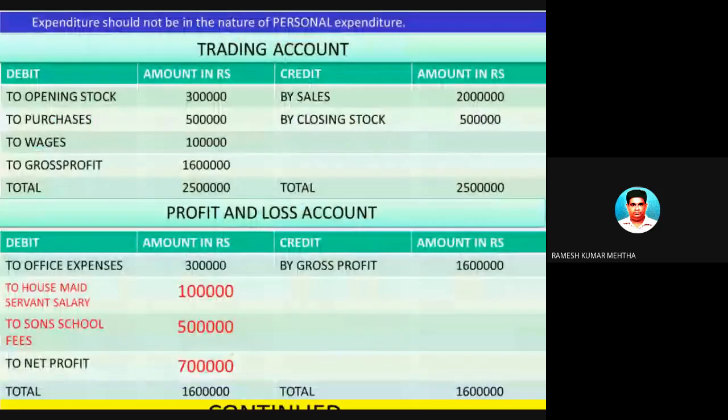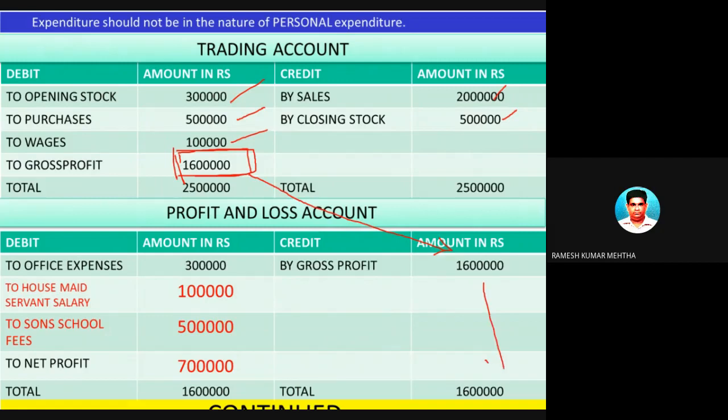Well, let's take a small example to understand this. So opening stock, purchases, wages, sales, and closing stock are given to you. And from this trading account, we came to know that gross profit is 16 lakhs. Now carry forward or brought down net profit, gross profit is 16 lakhs. The total is 16 lakhs. Now carry forward to the other side, 16 lakh rupees.